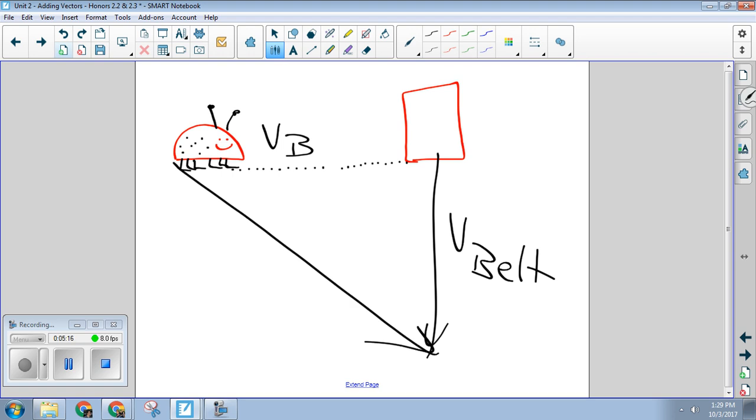Make sense? On your homework, there's a problem about a boat crossing a river. Same thing. The boat's going this way, the river's going that way, the boat goes... Cool?